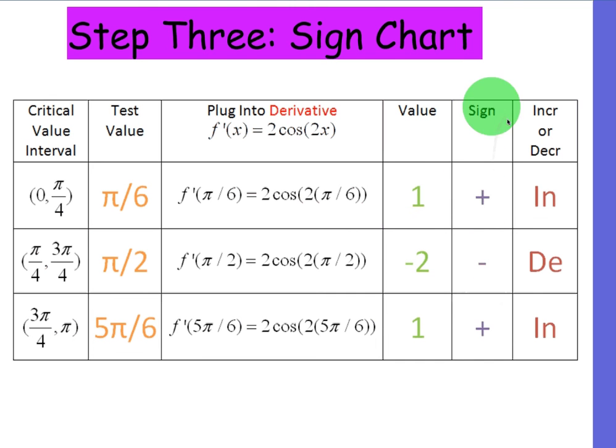Next we have our column of signs. Since I got a positive value for this test value, then I'm going to write positive here. And I know since it's positive, it's going to be increasing for the last column. So this will be increasing from 0 to pi over 4. I plugged in pi over 2 for this interval, and I got a negative number back, so I know it's going to be decreasing on that interval. And I plugged in 5 pi over 6 for the interval of 3 pi over 4 to pi, and I got a positive number back, so I know it's going to be increasing again. So it goes from increasing to decreasing to increasing.